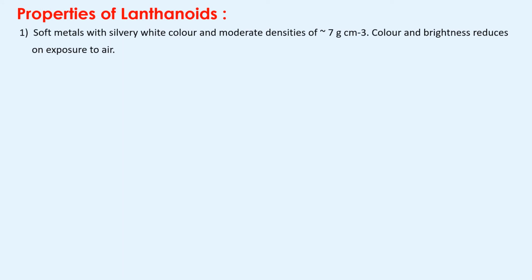Now properties of lanthanides. So what are the properties of lanthanides? Lanthanides are soft metals with a silvery white color and moderate density of nearly 7 gram per centimeter cube, and color and brightness reduce on exposure to air.